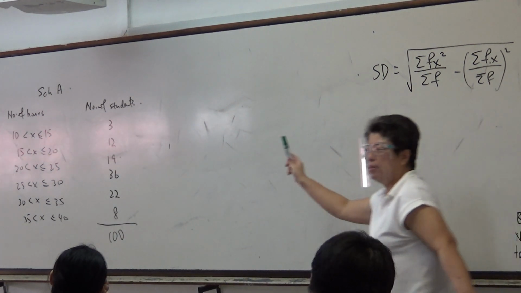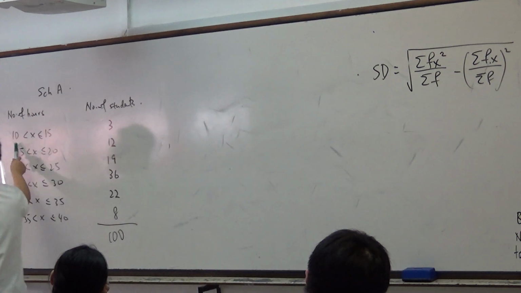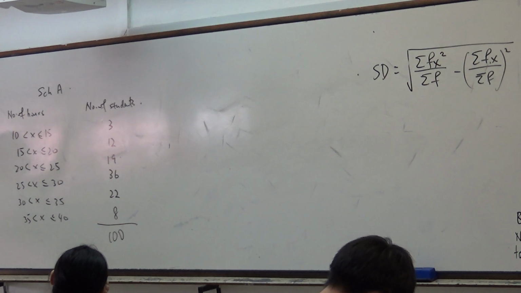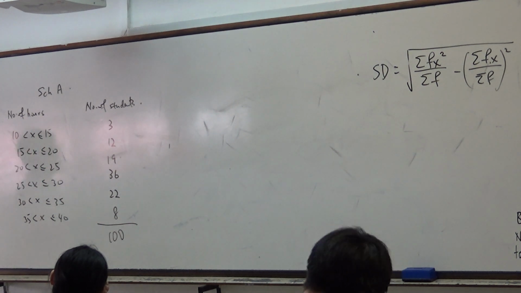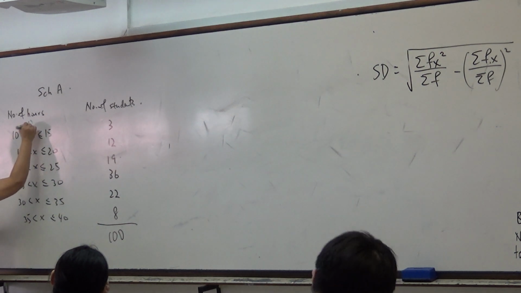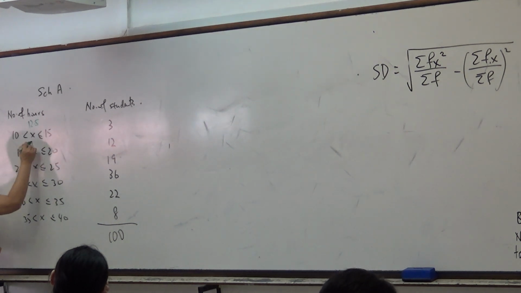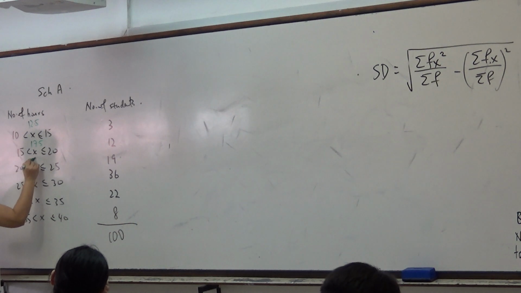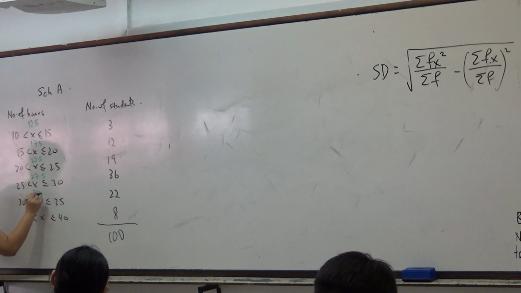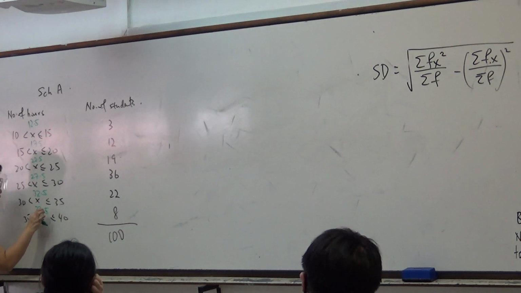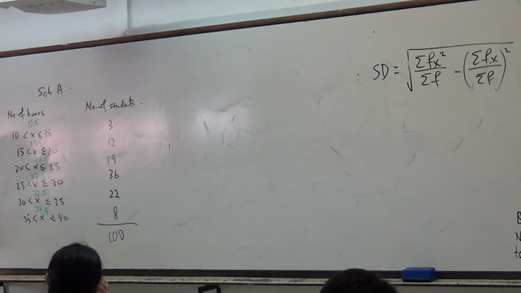For group data like that, I must find the mean value, right? Can you take 10 plus 15 divided by 2, what does it give you? 12.5, this is the mean value. How about here? 17.5, 22.5, 27.5, 32.5, 37.5. So this is the value you're going to key in.